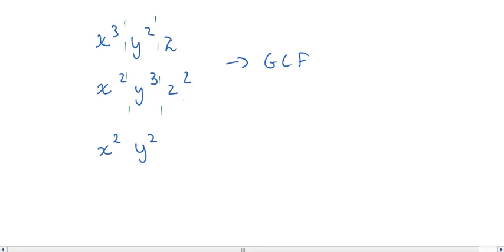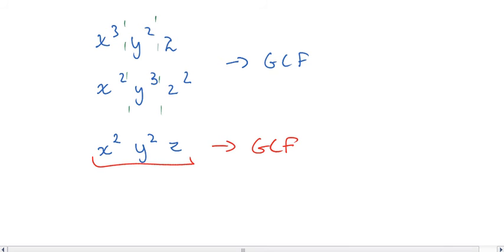And between z and z squared, z is a common factor. So here we have x squared y squared z as our greatest common factor, because both terms have x squared, both have y squared, and both have z. The maximum x's that both have is x squared. The maximum y's that both have is y squared. And the maximum number of z's they have is z, because one has z and one has z squared.